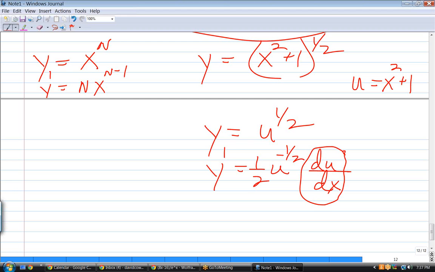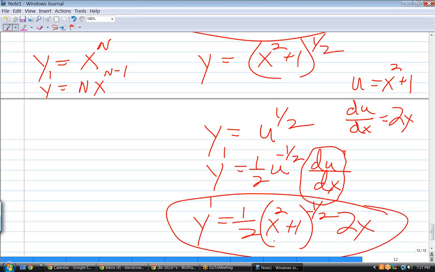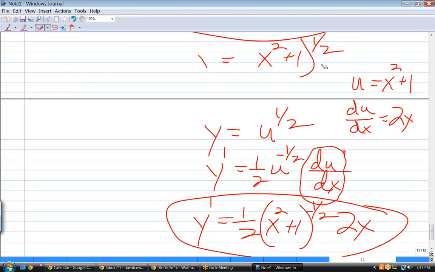That's the way the chain rule always is, you're always going to have to multiply it by du dx. Well, what is du dx? du dx is 2x. So that's how we ended up getting the answer we got. We got y prime was 1/2, and instead of u, let's go back and put in what u was, x squared plus 1 to the minus 1/2, and du dx is 2x. So now I have the full derivative of this equation, which wasn't your problem, but let's go back and look at your problem now.